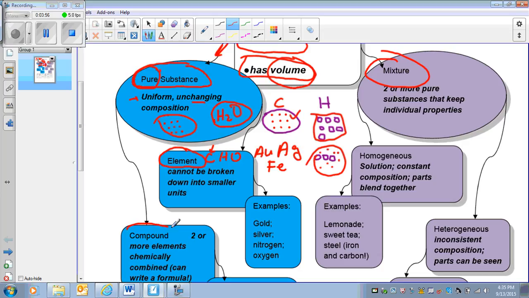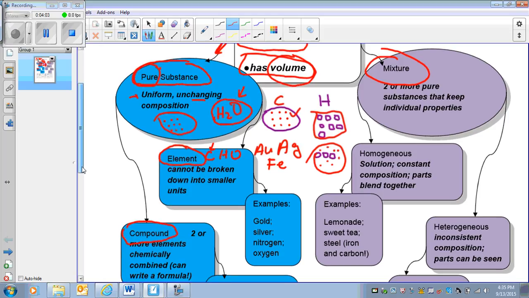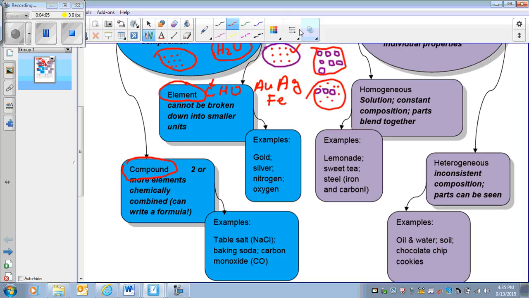Now, the second type of pure substance is called compound, and I gave you an example of compound right here, where two or more elements chemically combine. They chemically combine to make a new substance. When elements chemically combine to make a new substance, they change their properties, they change everything. Their chemical behavior has changed, and they have produced a whole new product. So that is called compound.